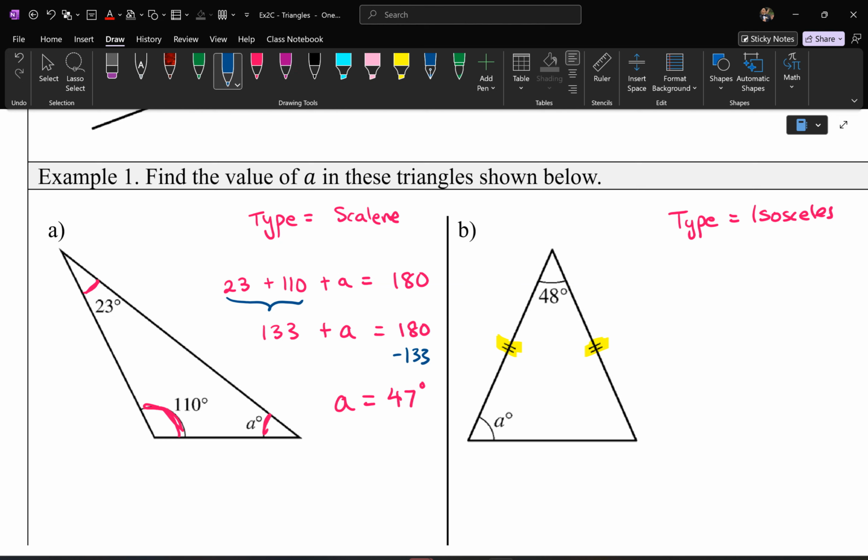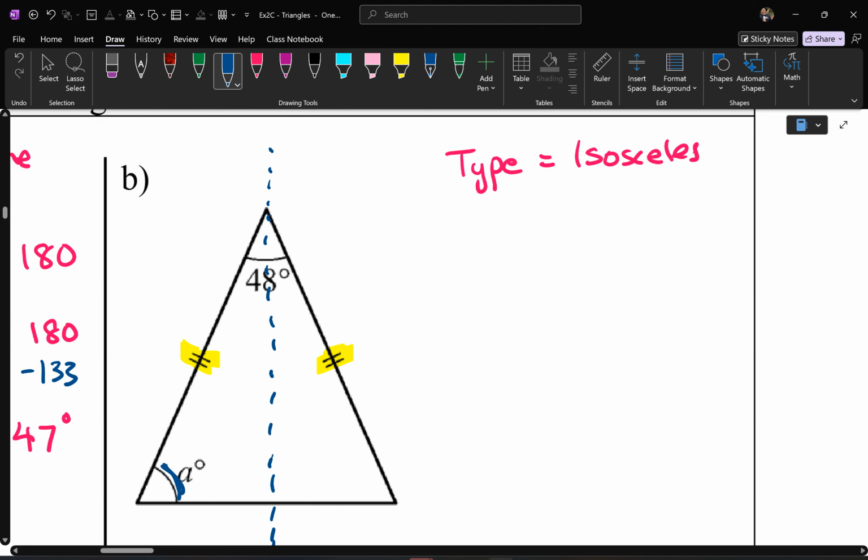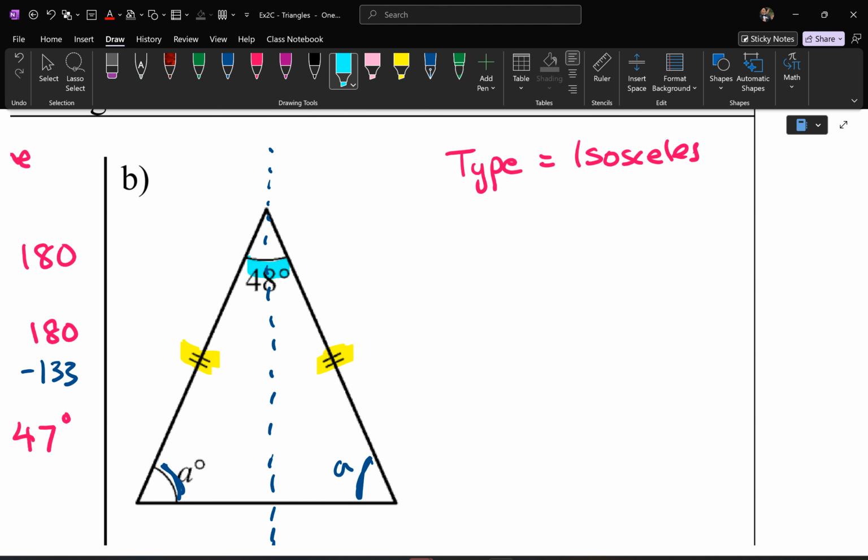I can cut this triangle in half and it should look symmetrical because what's on the left must equal what's on the right. So let's zoom in. If this is angle A, this must be angle A as well. So together, again, we know that if I add 48 degrees plus A degrees plus A degrees, let's write that down. So 48 plus A plus A must equal 180 because you're adding all the angles in a triangle.